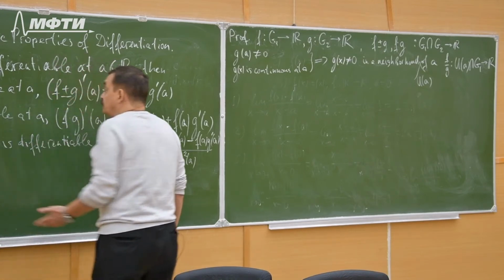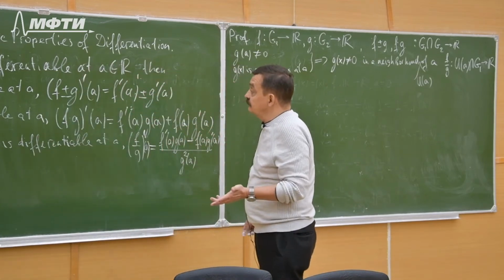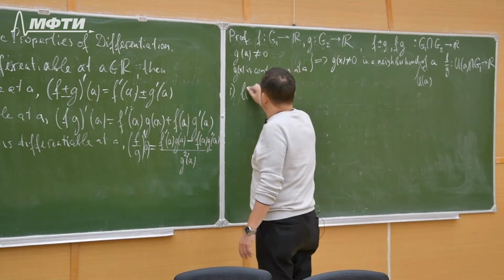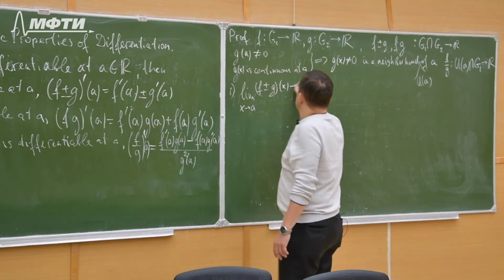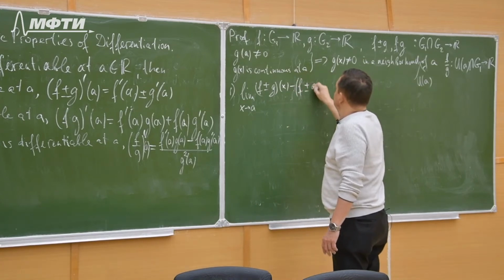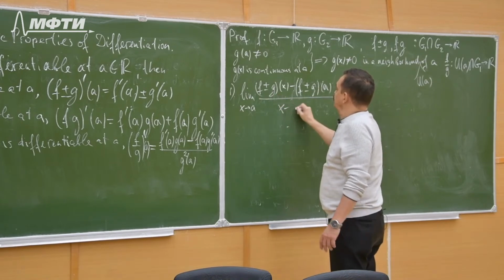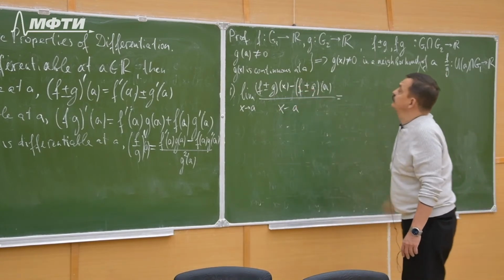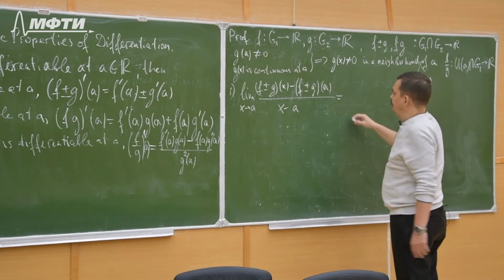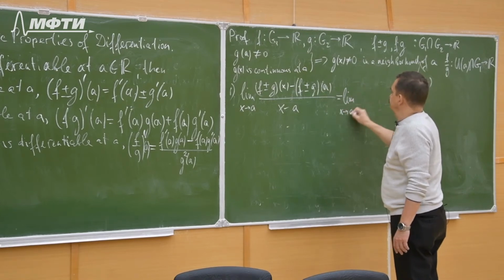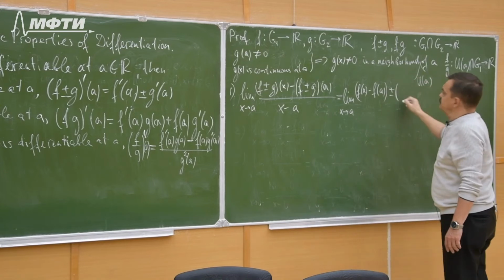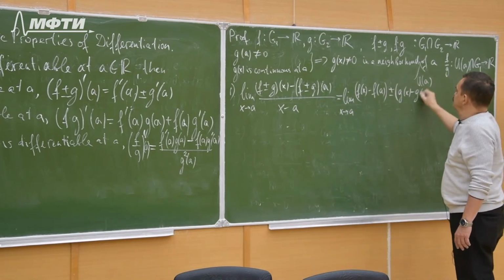Now we need to check the existence of limits. Which limits? We start with the first. We want to check if the limit of f plus minus g at x minus f plus minus g at a over x minus a exists. Let me transform the numerator just by opening the brackets. So we have f of x minus f of a plus minus g of x minus g of a.